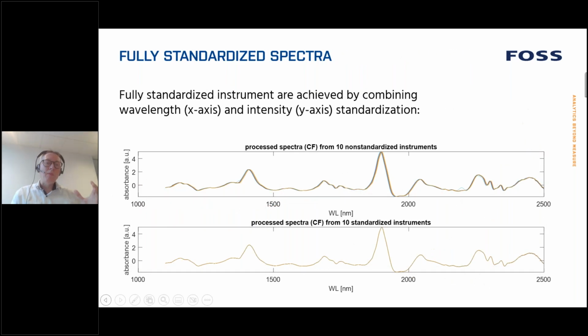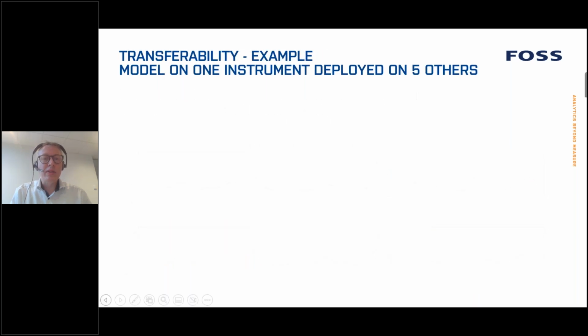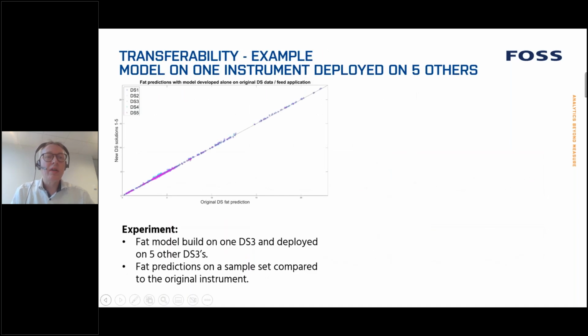Combining the x-axis or wavelength axis standardization with an intensity standardization, you can make fully standardized instruments. And this is shown here, where you can see 10 spectra that are almost identical, and then after applying the standardization methods, you can see that the spectra at the bottom become very identical. But the right way to evaluate this is actually what is the impact on the model. And this is an example of this.